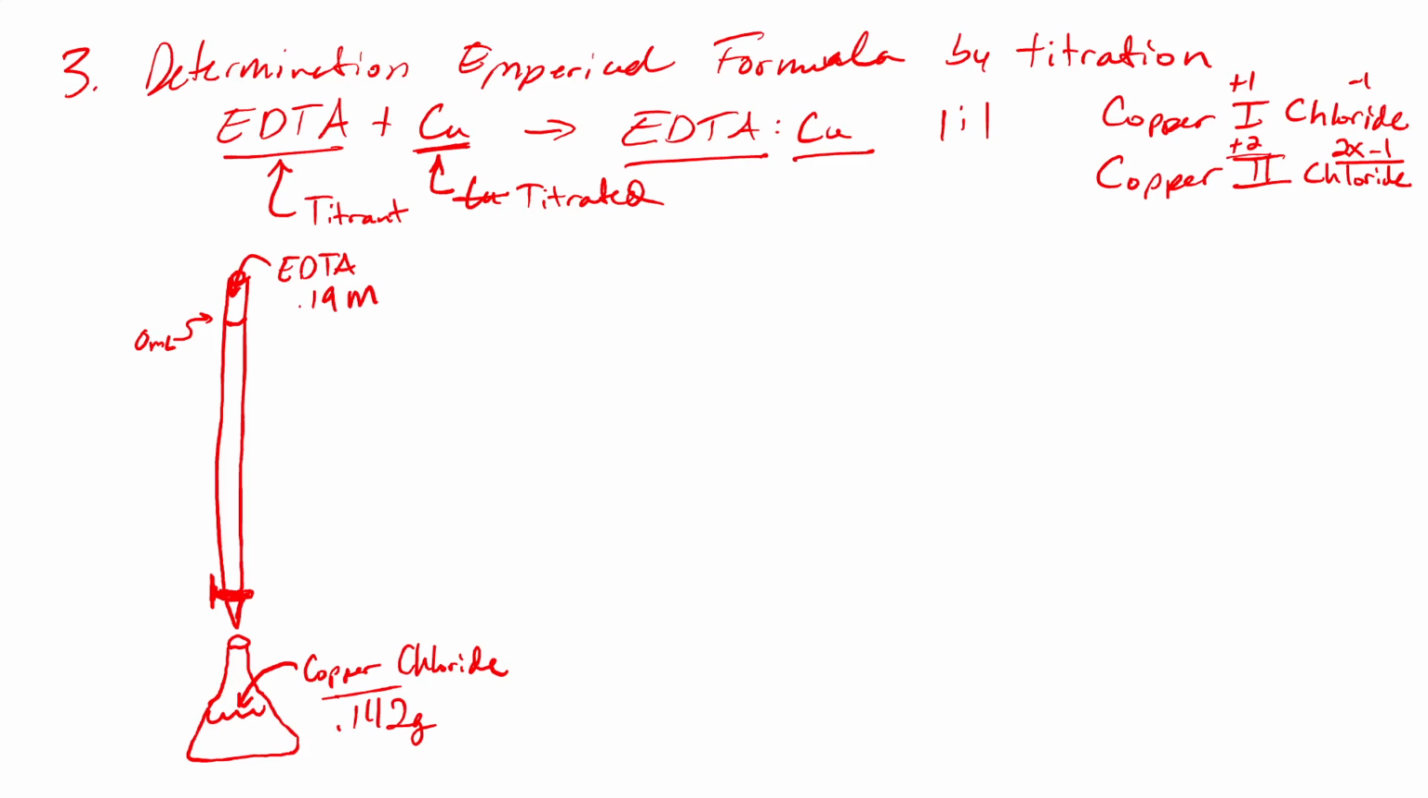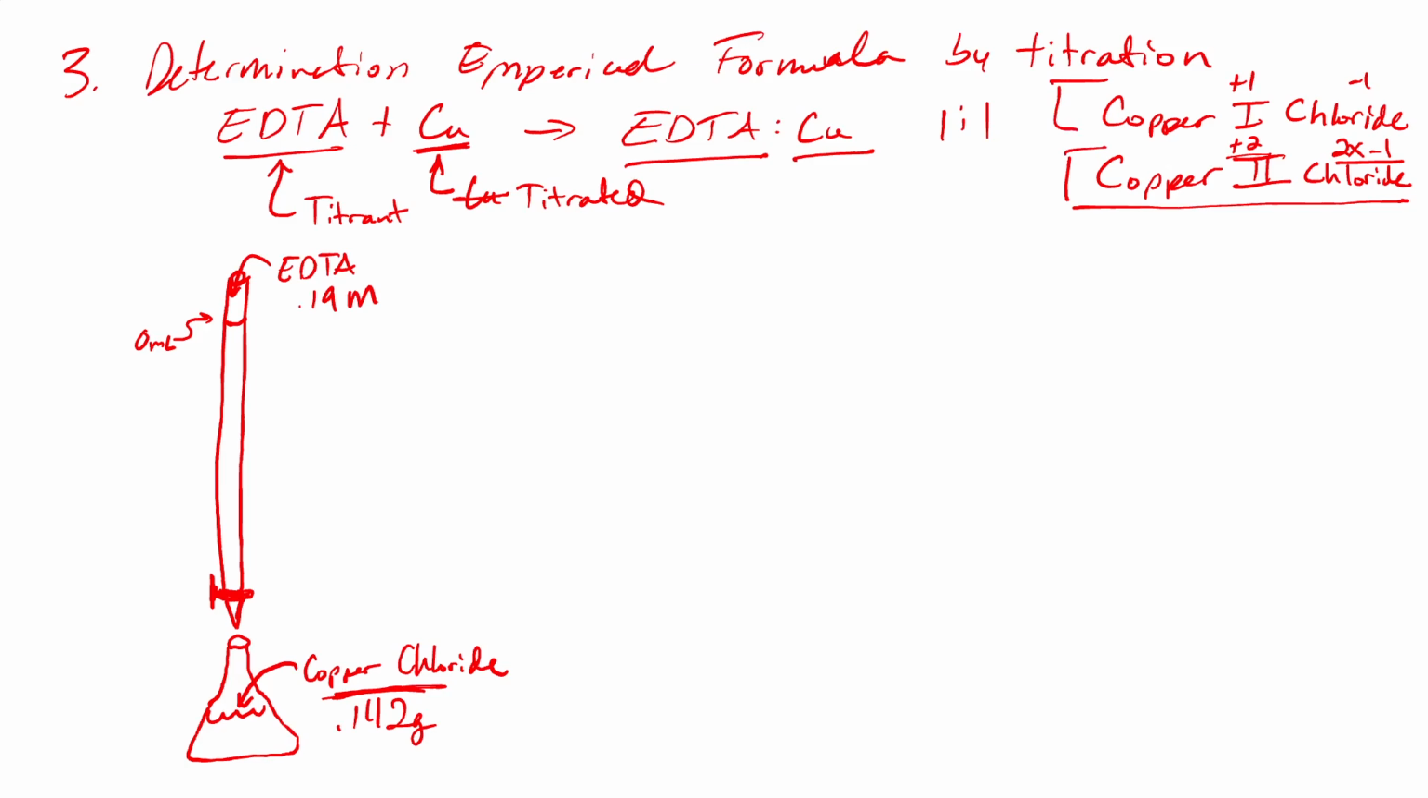So, honestly, whenever you're doing an experiment, I don't know whether the instructor gave you copper 1 chloride or copper 2 chloride. You just have to go through the titration to figure out which one you got, right? And so the question is, which kind of copper chloride do you have? Do you have copper 1 chloride or do you have copper 2 chloride? And this is how you figure it out.